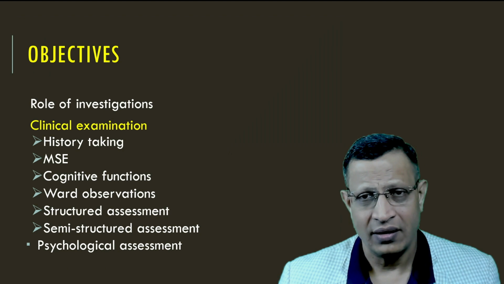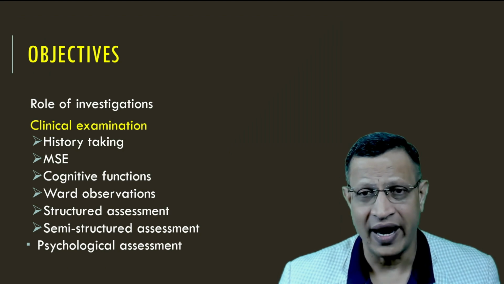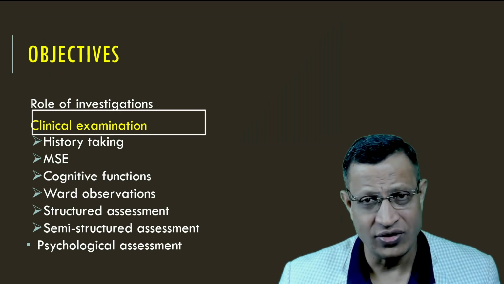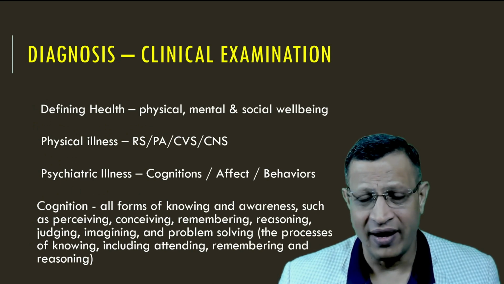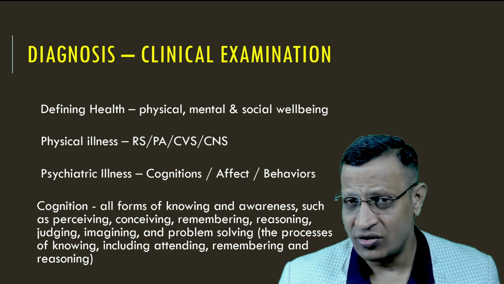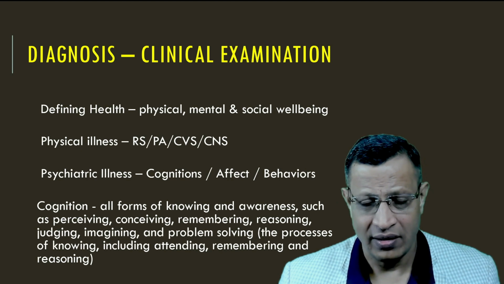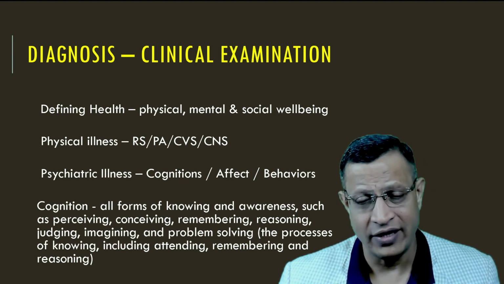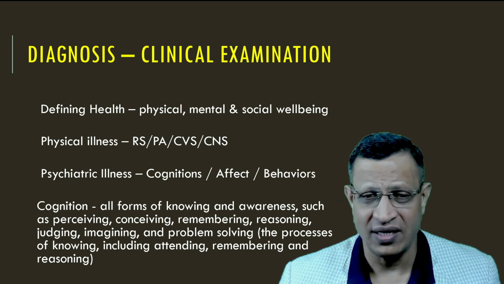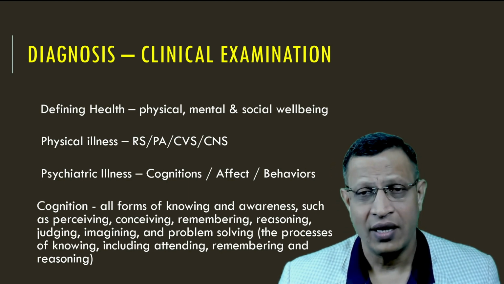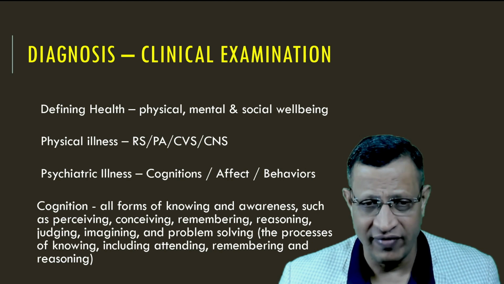Let's understand how we make psychiatric diagnosis. Psychiatric diagnosis is made by clinical examination, interpretation of signs and symptoms. As I mentioned, you define health not just as an absence of illness. There should be disruption in physical, mental, and social well-being. That means if there is a disruption, then it will be considered as an illness. Otherwise, health is complete physical, mental, and social well-being.